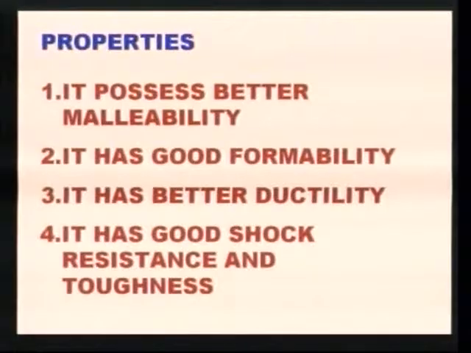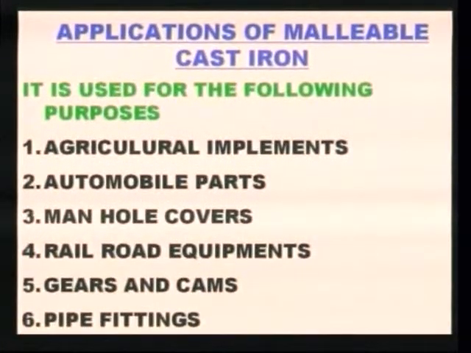These are some of the properties of malleable cast iron. It possesses better malleability, it has good formability, it has better ductility, and also it has good shock resistance and toughness. These are some of the applications of malleable cast iron. It is mainly used in agricultural implements, to make automobile parts, to make manhole covers, to make railroad equipments, and to make gears and cams. It is also used to make pipe fittings.